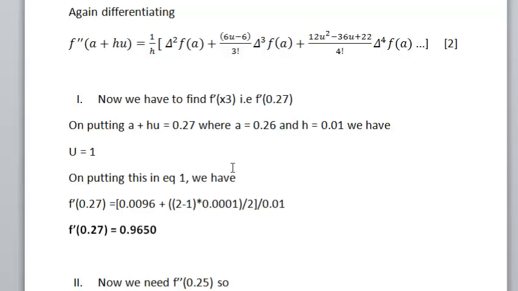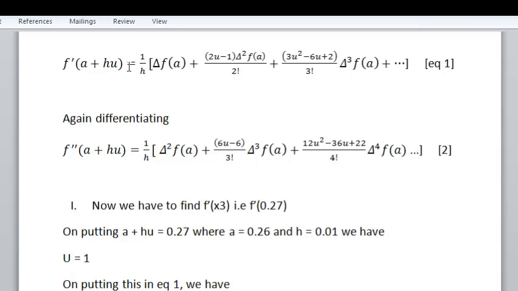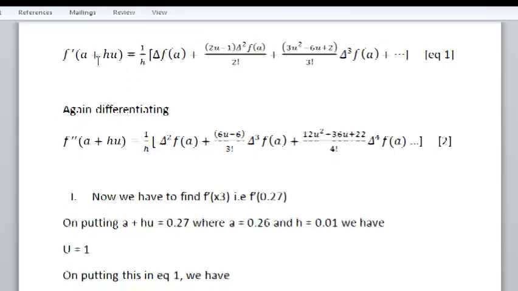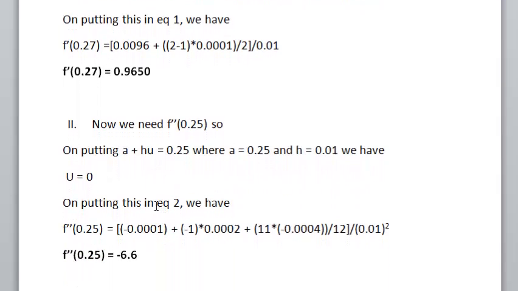Then by putting that value in equation 1, we can get f dash a plus hu, that is f dash 0.27, which will be equal to 0.9650. That's the answer of the first part.